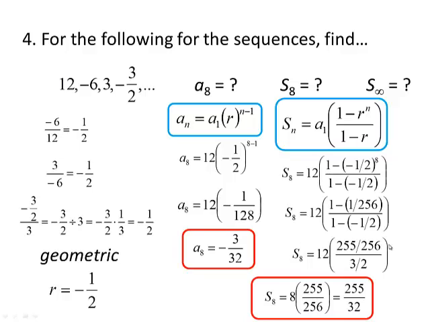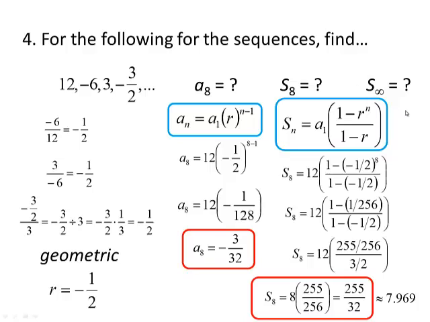Now we're not trying to get this as a decimal, but I want to get this as an approximate decimal to show you something in the next part. This is going to be about 7.969. Okay, just remember that for a second.